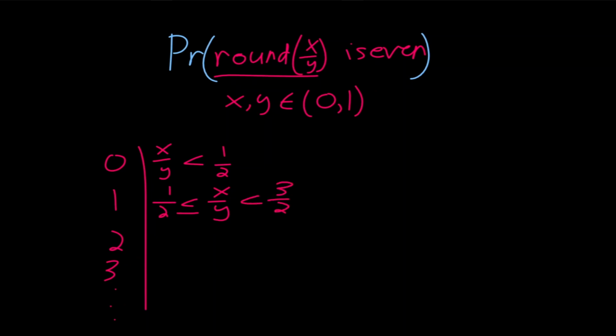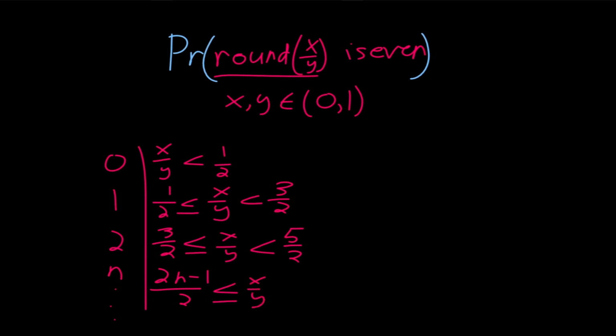And for 2, it's something similar. x over y has to be greater than 3/2, but less than 5/2. And in general, if I change this 3 to an n, we're going to have (2n minus 1)/2 is less than or equal to x over y, which has to be less than (2n plus 1)/2. In general, once you apply the base case, this general rule does apply.